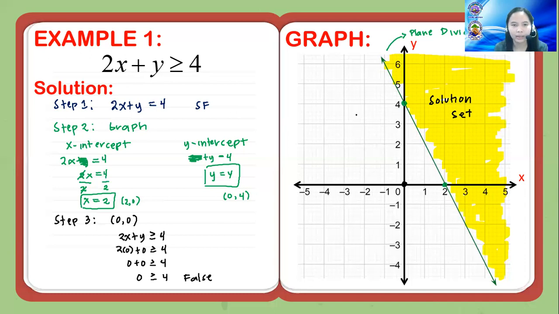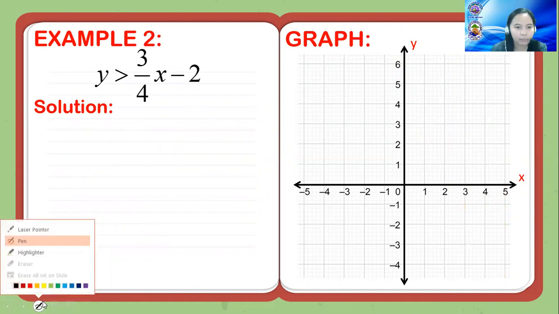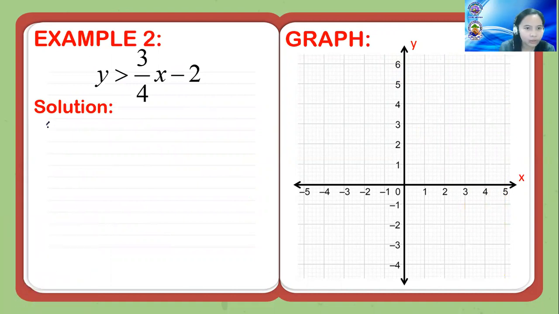Next, let's have another example. Example number 2. We have here y is greater than 3/4 x minus 2. Let's start with step 1. For step 1, you will just replace the inequality symbol with an equal sign. Y is equal to 3/4 x minus 2. As you can see, we have here a slope-intercept form of linear equation. Next, we will move on to step 2.